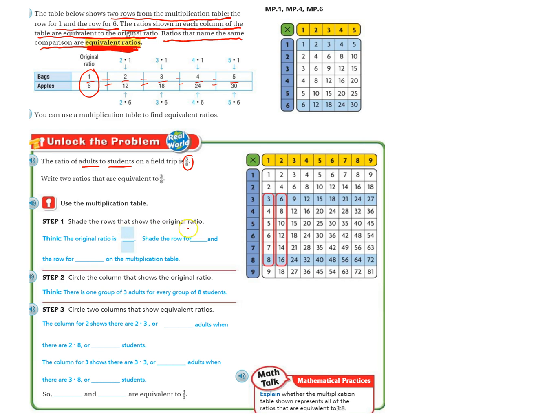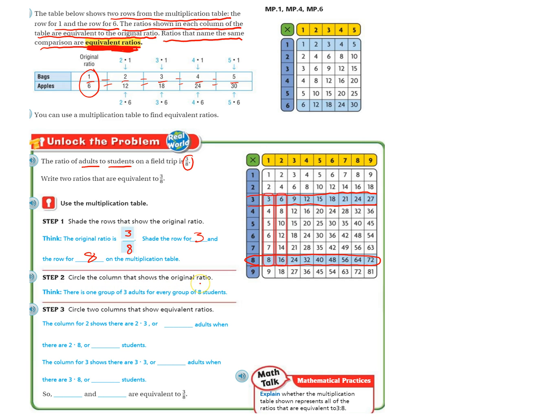So, shade the rows that show the original ratio. The original ratio is 3 to 8. So shade the row for blank and the row for blank on the multiplication table. So up here, you can see they are 3, so they're shading this row here. See how they shaded that all blue? And then 8, so shade the row for 3 and the row for 8. Here's the row for 8. Notice it's all shaded in blue.